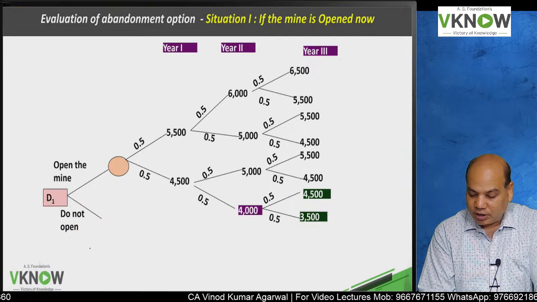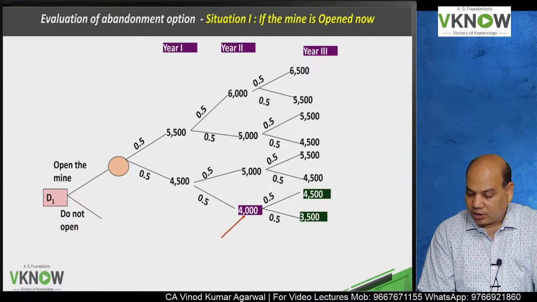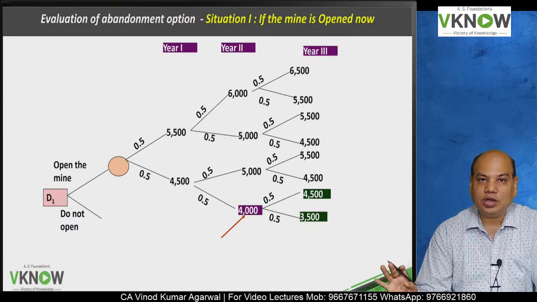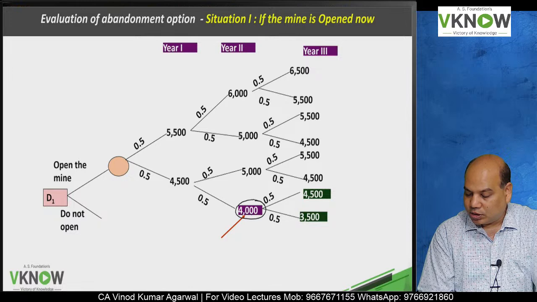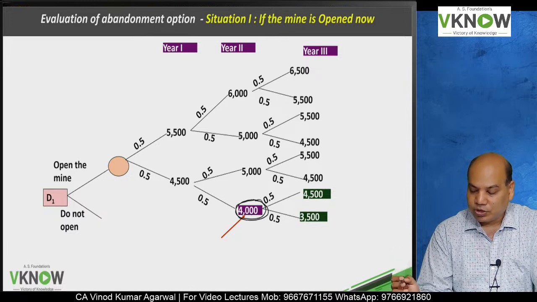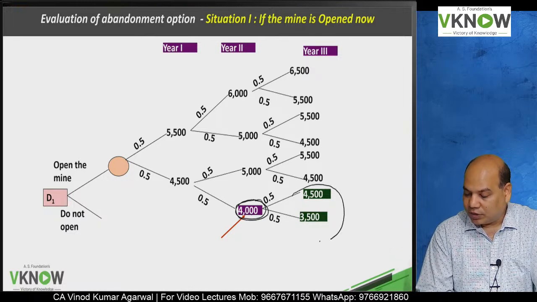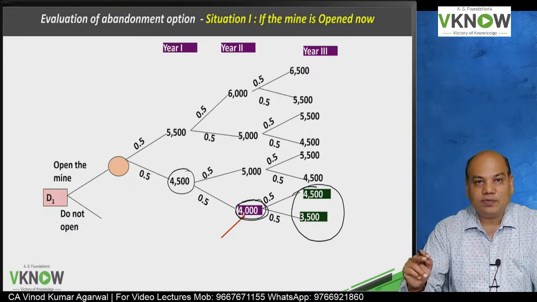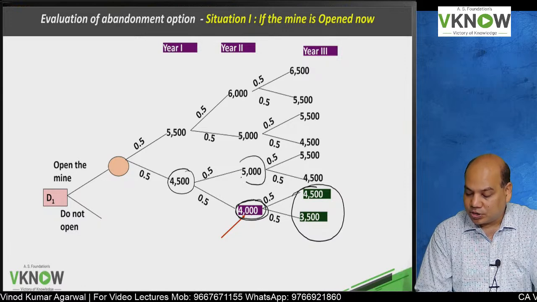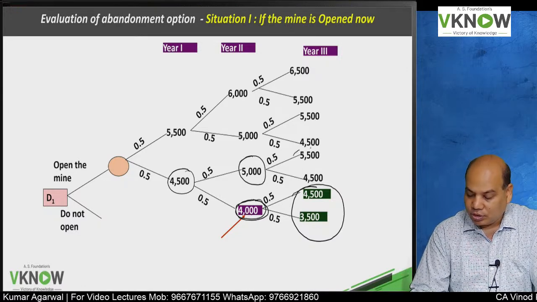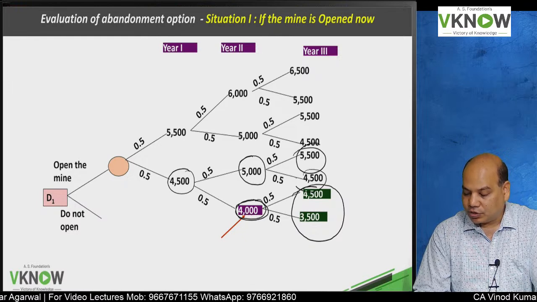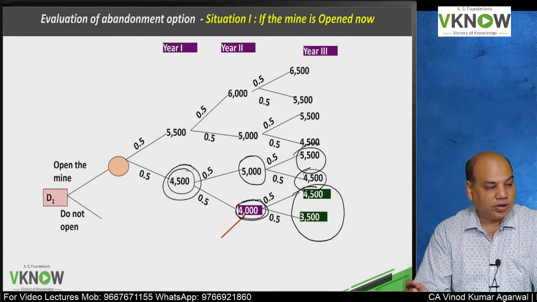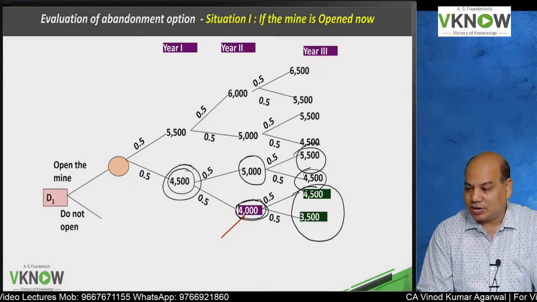So I would abandon at this point, so that the future losses can be fully avoided. After continuing, if I get 4,000 in year 2 and if I continue, I am definitely going to suffer the loss. But if I abandon at the earlier point, I am not definitely going to suffer the loss because there is a possibility of getting 5,000 or 5,500, 4,500. But once you abandon the mine at this point, it is an irreversible decision.